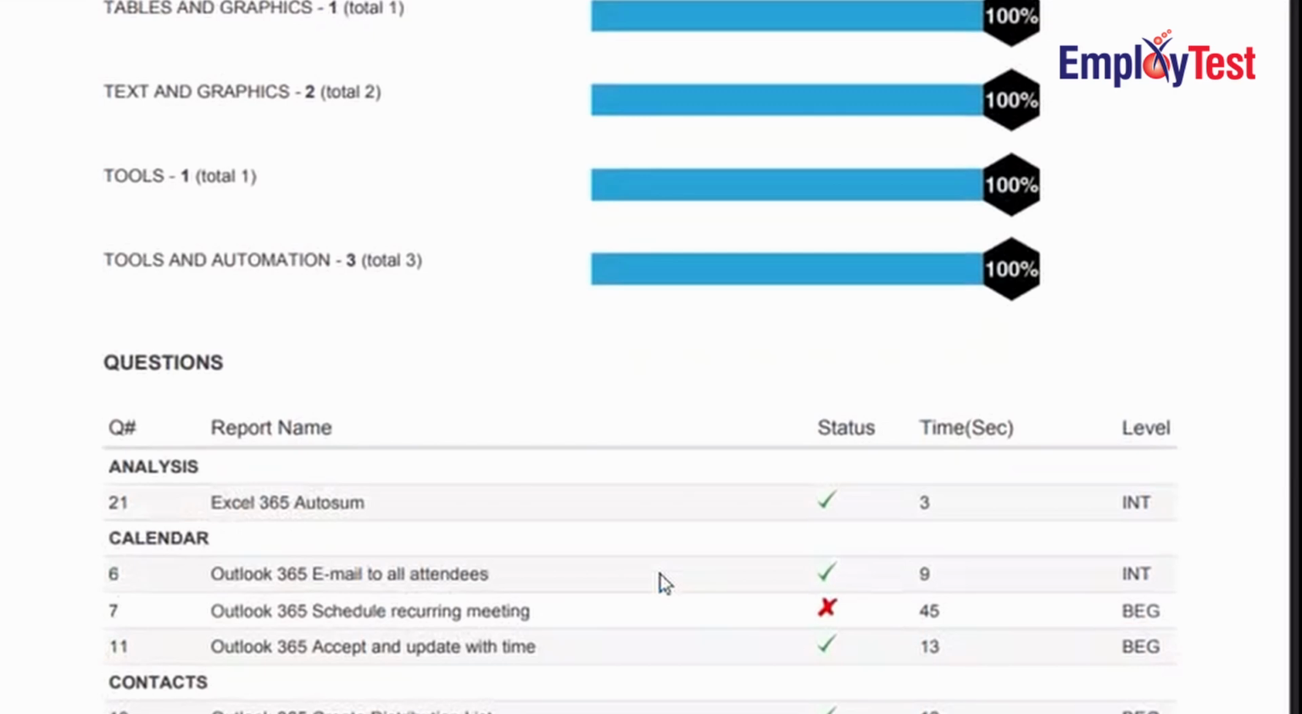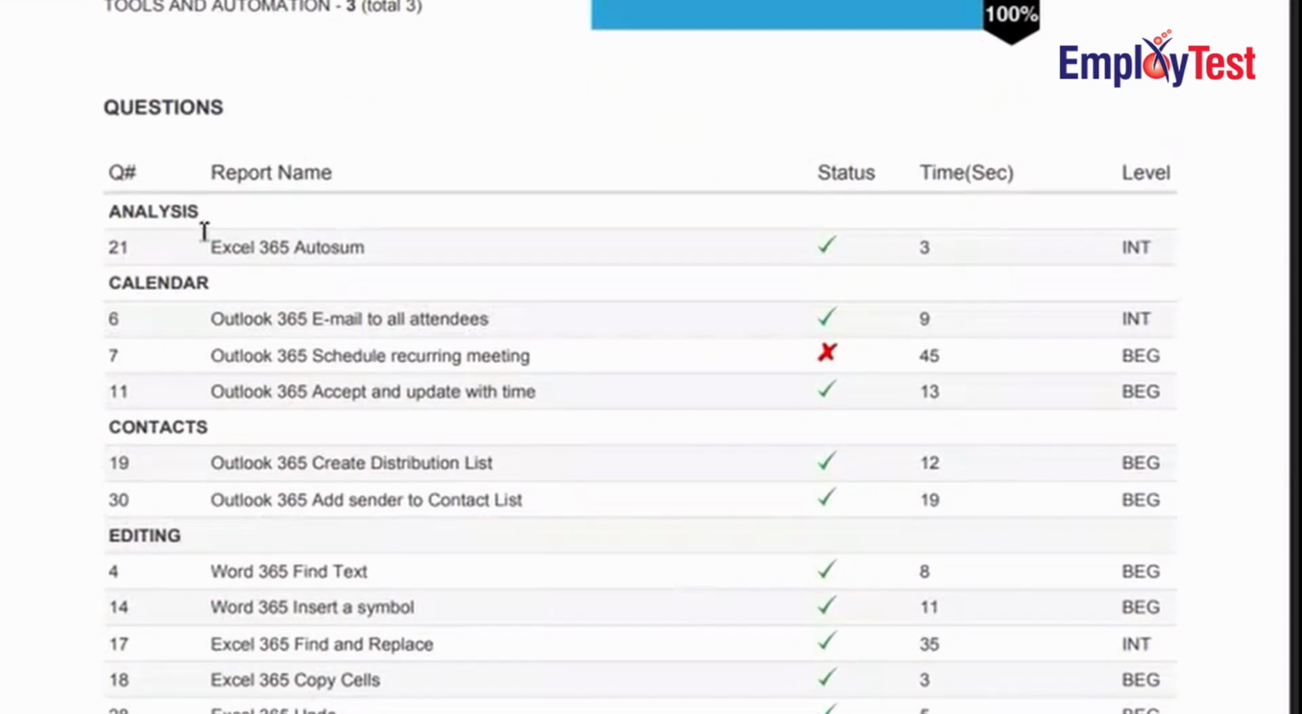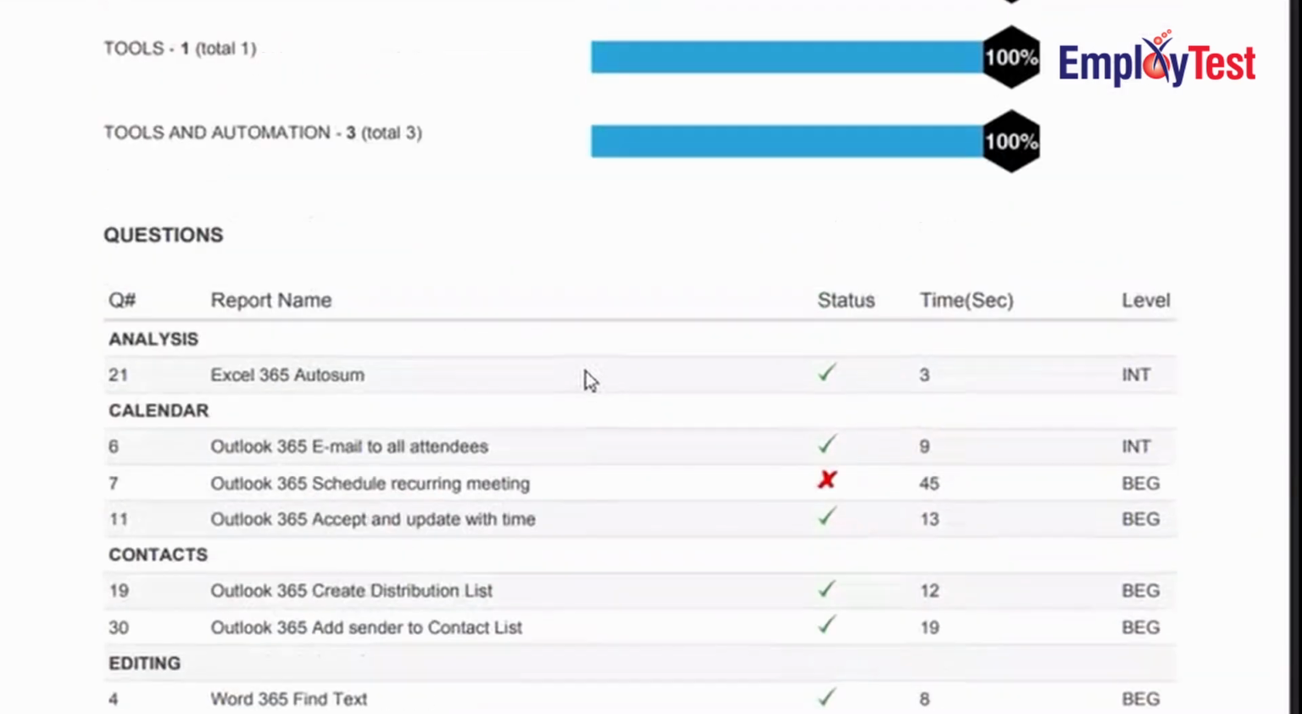At the bottom, you'll see a table which shows you question-level information. So question 21, AutoSum, was correct. They spent 3 seconds on this question, and it's an intermediate level. Question 7, Outlook scheduling a recurring meeting, red X, they missed it, 45 seconds, beginner level question. Sometimes on a timed test, if they didn't get through all the questions, you'll see a black dash indicating that the question was not attempted because they ran out of time. This is the Microsoft Office test.